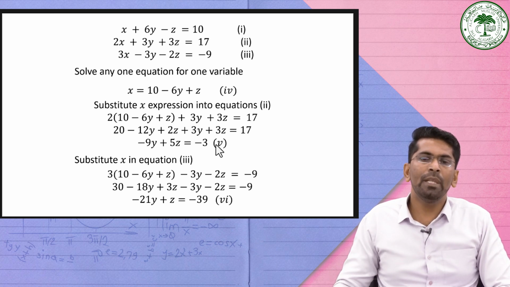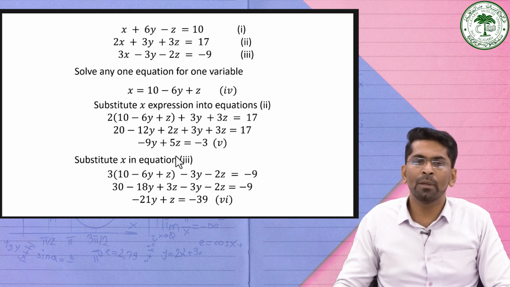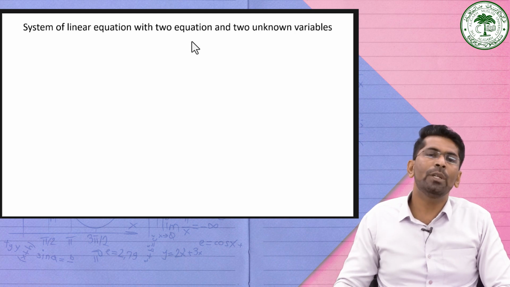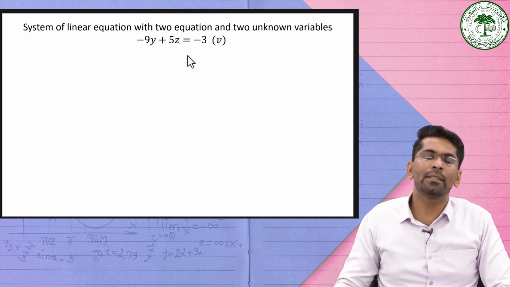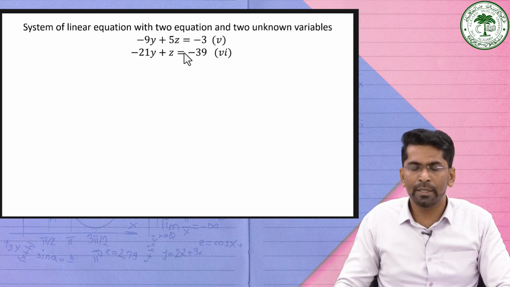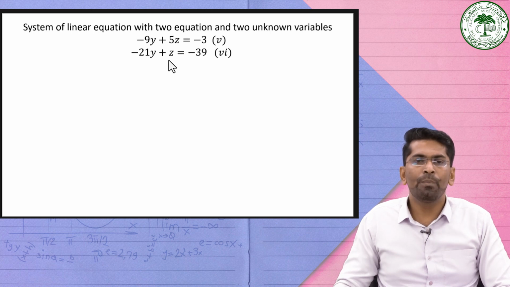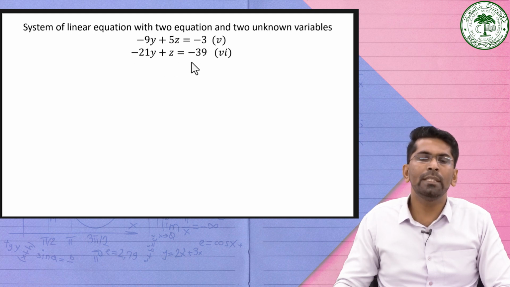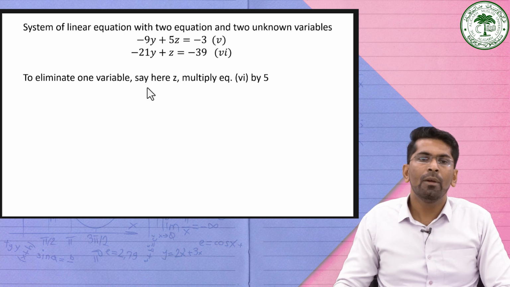So see here, we have equation number 5 and equation number 6, which are simultaneous equations in the same two variables, that is y and z. So we are now considering the system of linear equations in two variables: equation number 5, which is minus 9y plus 5z is equal to minus 3, and minus 21y plus z is equal to minus 39, that is equation number 6. Now we are going to solve these two equations simultaneously. We are going to eliminate one variable. Say here we are going to eliminate the variable z.